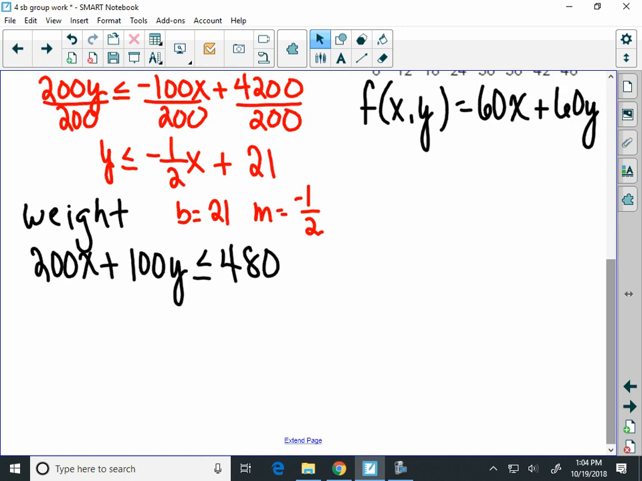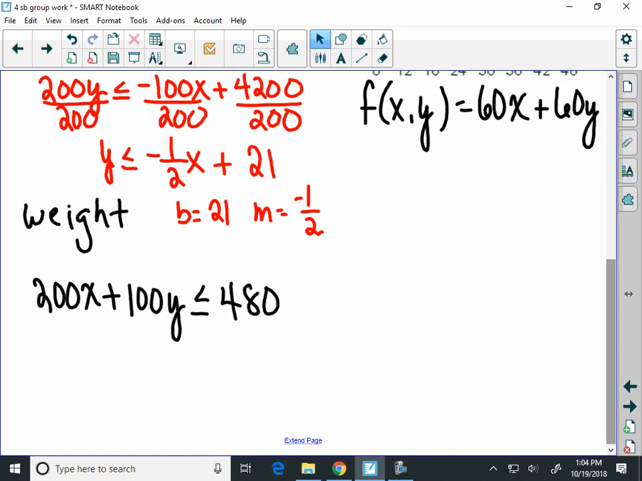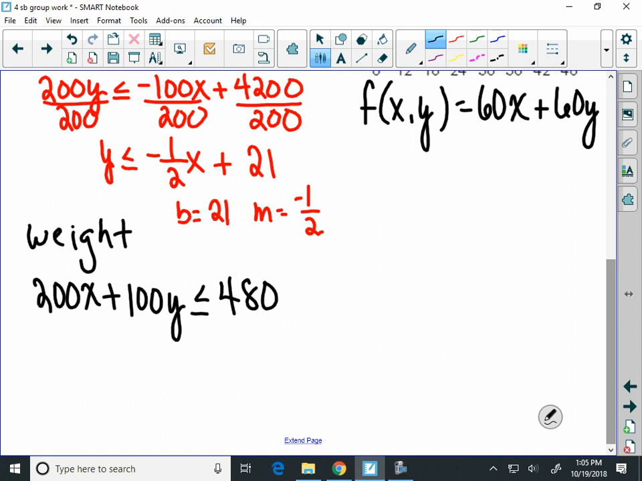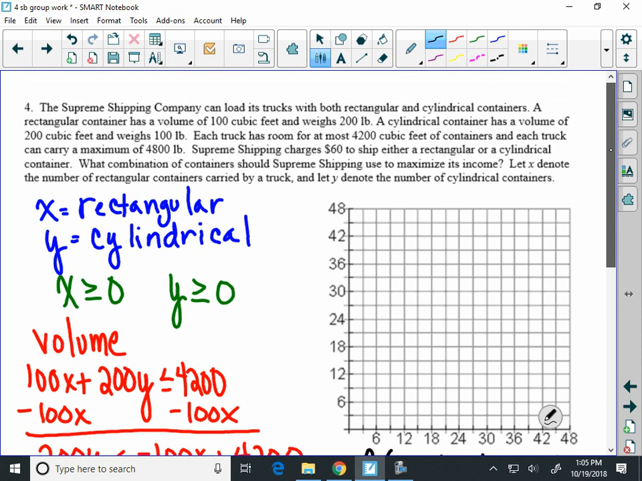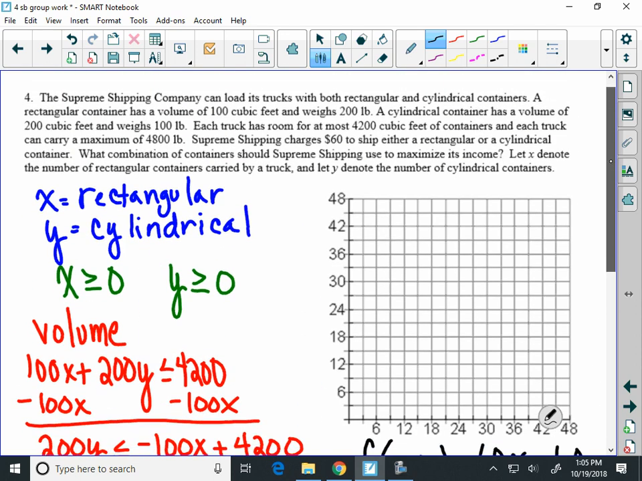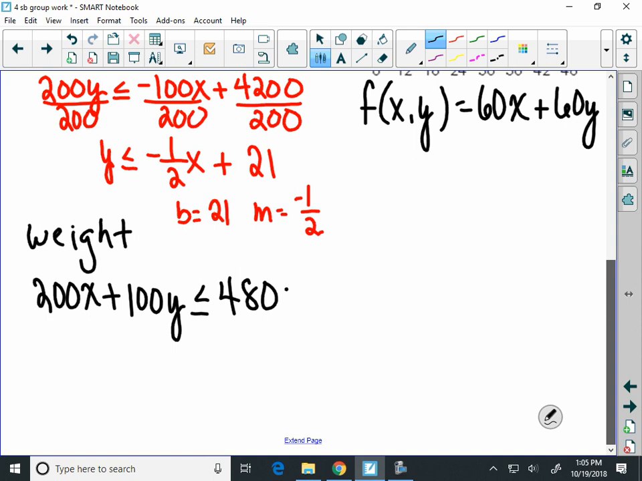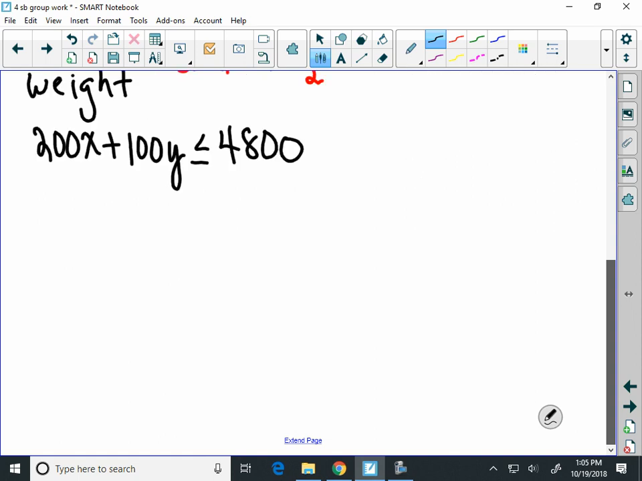We need to do the same thing here. I'm going to scoot this down just a little bit so that slope is not there. And it seems here, I think I said that the weight of this one is 4,800 pounds. And as I look there, it's 4,800 pounds, so we need to go back and fix that. I don't know quite what happened there. But once we've got that fixed, now we need to put this into slope-intercept form.